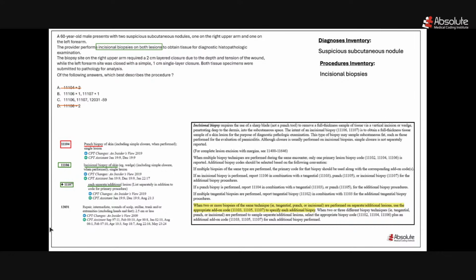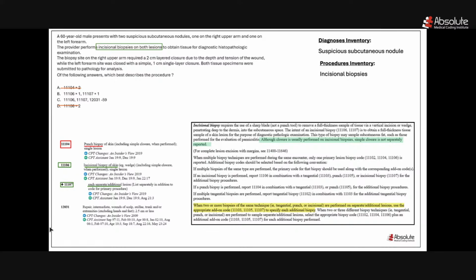So I can see most of you are split between option B and C. Okay, so here we are going to have an aha moment. All right. So the guidelines over here, you can see I've highlighted the guideline. It states that although closure is usually performed on incisional biopsy, simple closure is not separately reported. Yes, that means the simple closures are included in the biopsy procedure and we cannot code them separately.